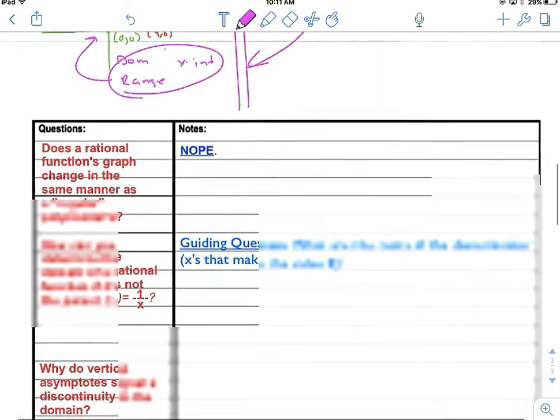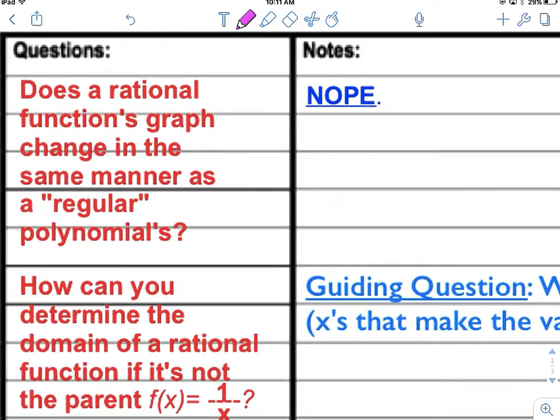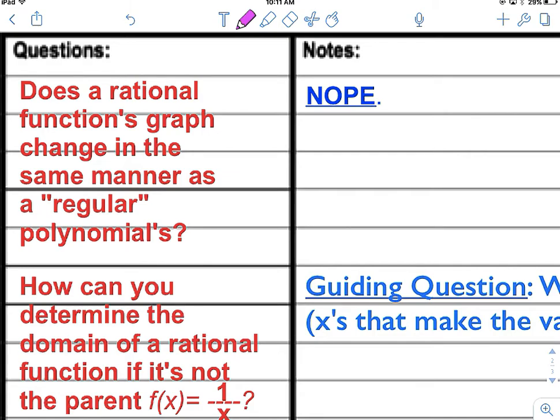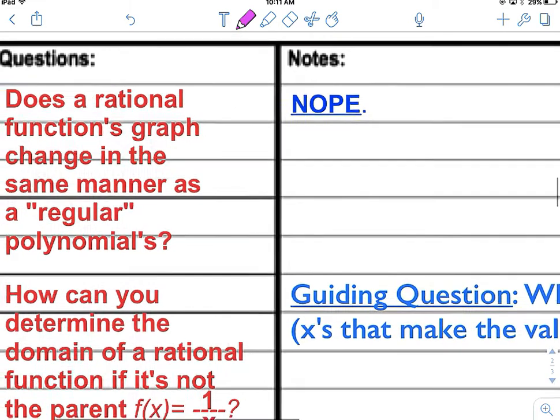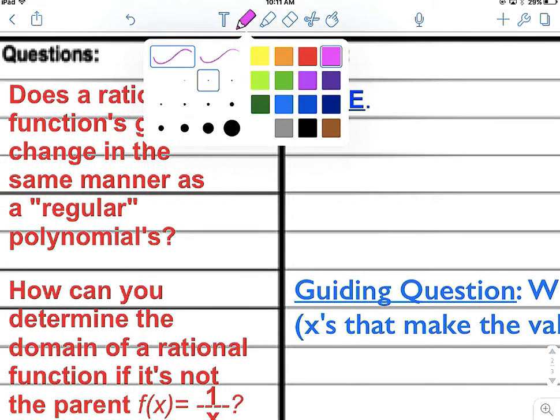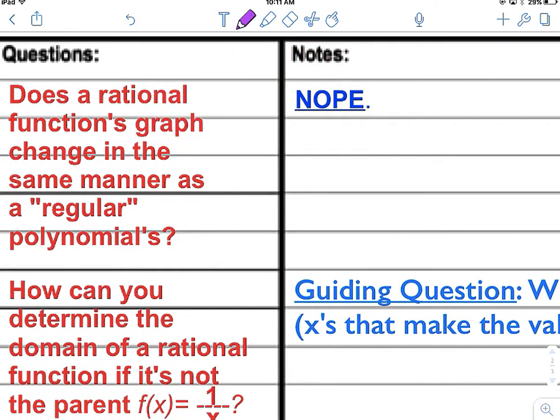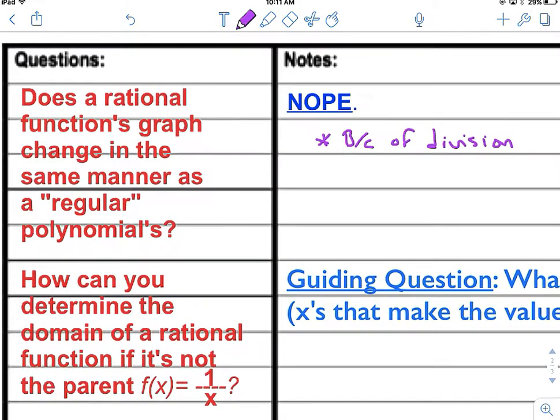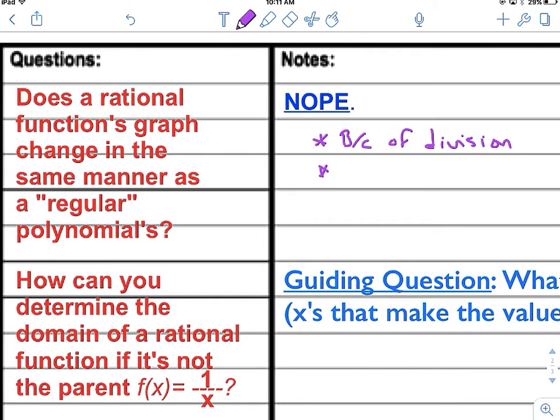And so now the question becomes, well, how do we actually do that? Does the rational function's graph change in the same manner as regular polynomials? The answer to that is no, it does not. It just changes really, really weird. Some things to keep in mind: it changes because of division, and that division is going to cause some weird end behavior. It's going to cause some weird asymptotes.